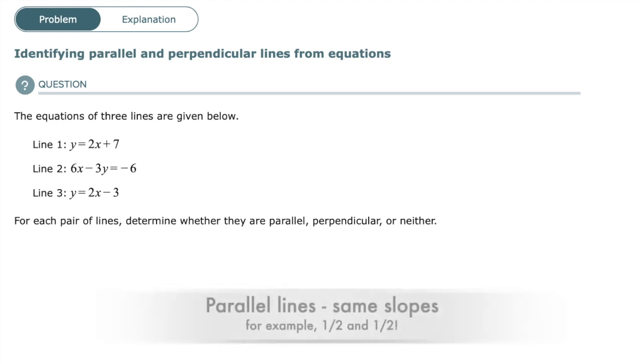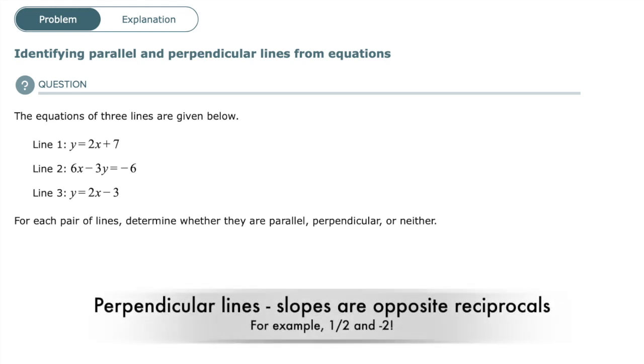Parallel lines have identical slopes. So if a slope of one line is, for example, 1/2, then a parallel line to that line will also have a slope of 1/2. Perpendicular lines have slopes that are opposite reciprocals of each other. This means that if one slope is 1/2, then the line that's perpendicular to it will have a slope of -2. Negative because you have to change the sign, and 2 because you have to flip 1/2.